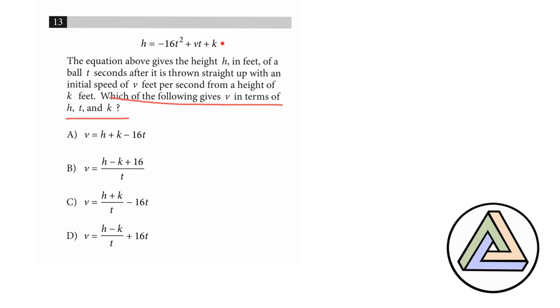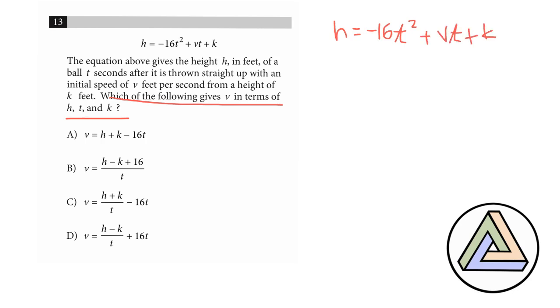So that means take the equation and get v by itself. So again, anytime they say, "which of the following gives v in terms of all this other stuff," that's code word for solve for v, right? So let's do that. Let's write h equals negative 16t squared plus vt plus k.